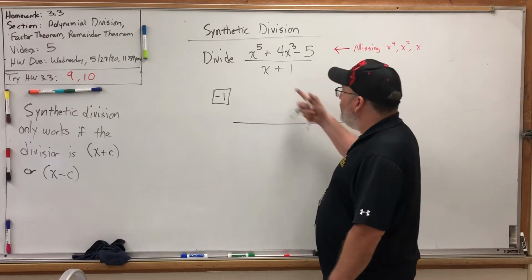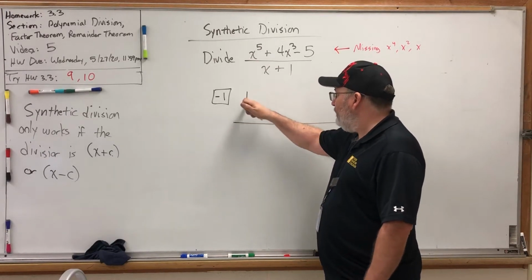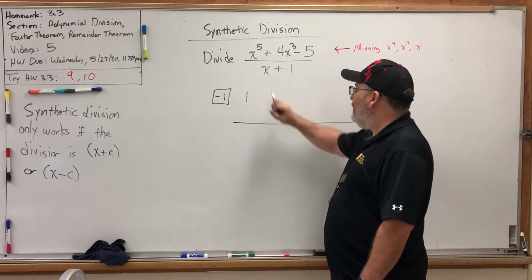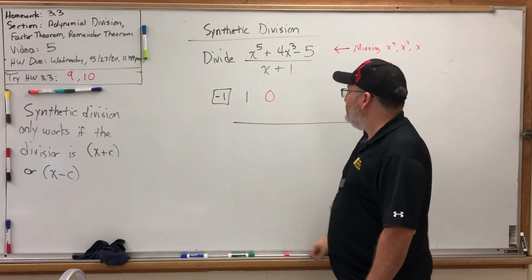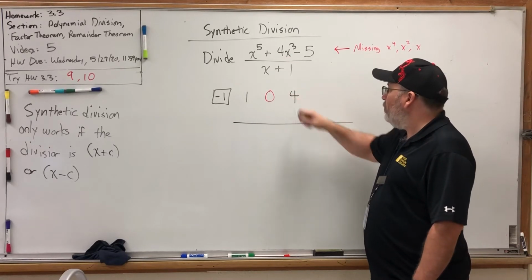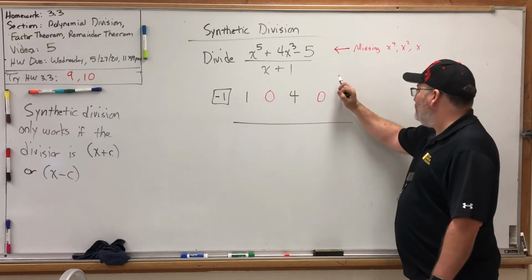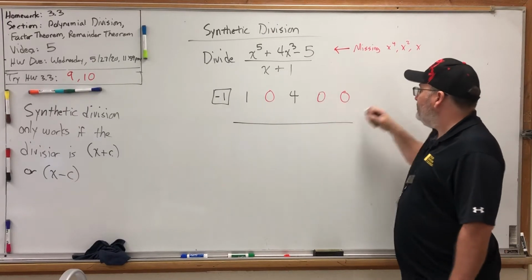The top row is the coefficients of the dividend. So starting with x to the fifth power, its coefficient is 1. There is no x to the fourth power, so its coefficient is 0. The coefficient of x to the third power is positive 4. There is no x to the second power. There is no x to the first power. And the constant term is negative 5.